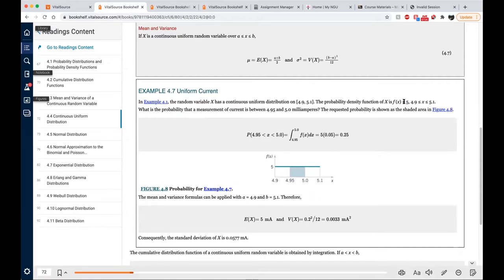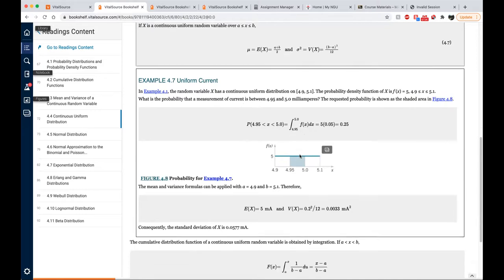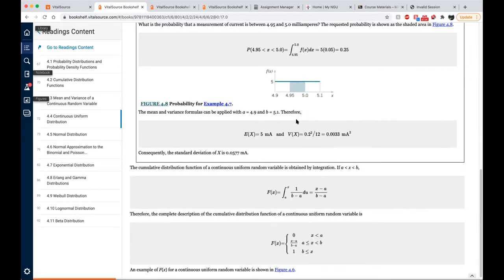Plugging 4.9 into a and plugging 5.1 into b, then 1 over b minus a is equal to 1 over 0.2, which is 5. That's why the definition of f of x is 5, okay? So what is the probability that the measurement of current is between 4.95 and 5.1 milliamperes? Then we just take a definite integral from 4.95 to 5.1, okay? So it's just algebra.